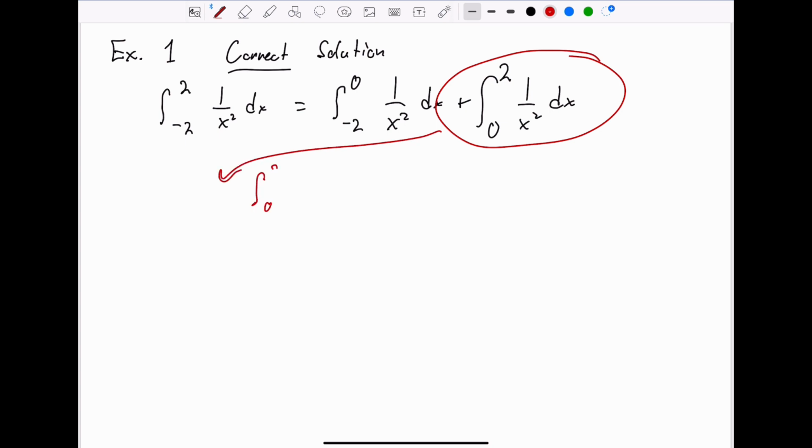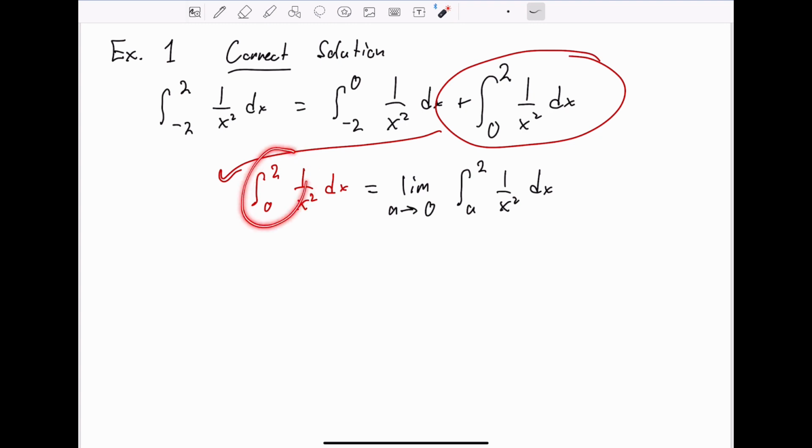The problematic limit is the 0. That's where the function is undefined. So I'm going to replace that with a variable. I'm just going to say the integral from a to 2. And now I'll take the limit as a approaches the true value of 0. Now, since we're integrating from 0 to 2, we only have positive values of x here. So I can think of a approaching 0 from the positive side. This is actually a one-sided limit.